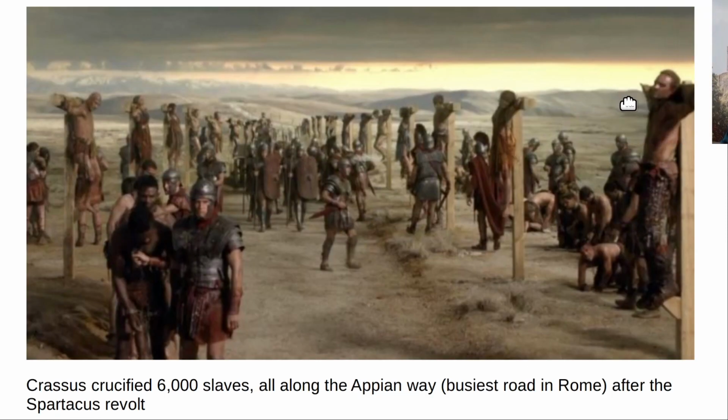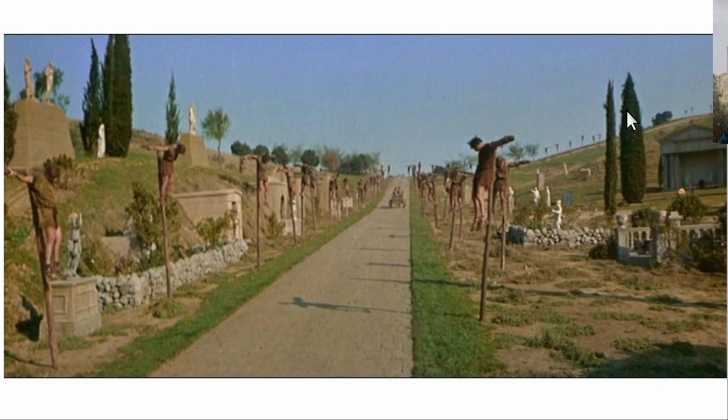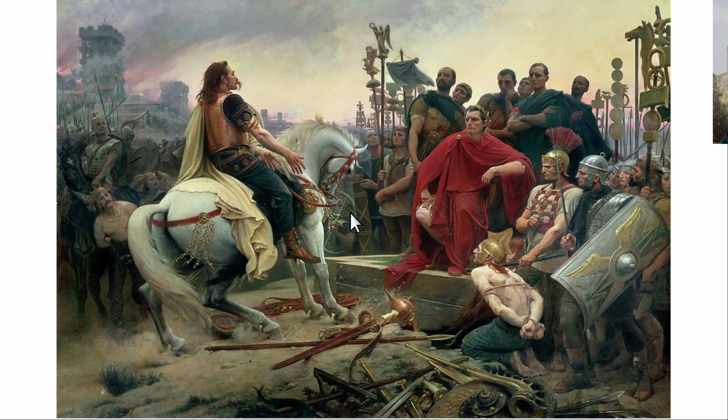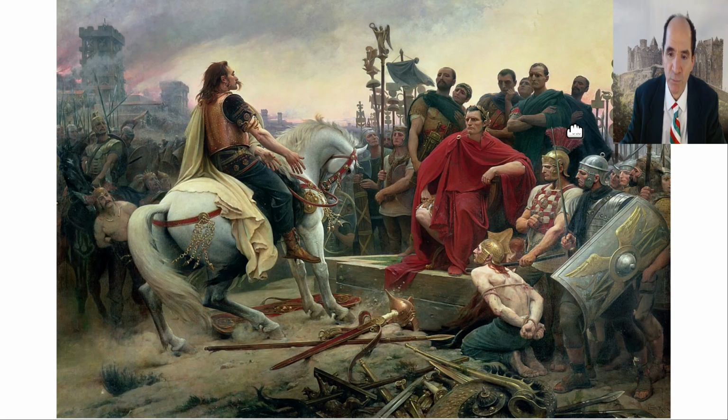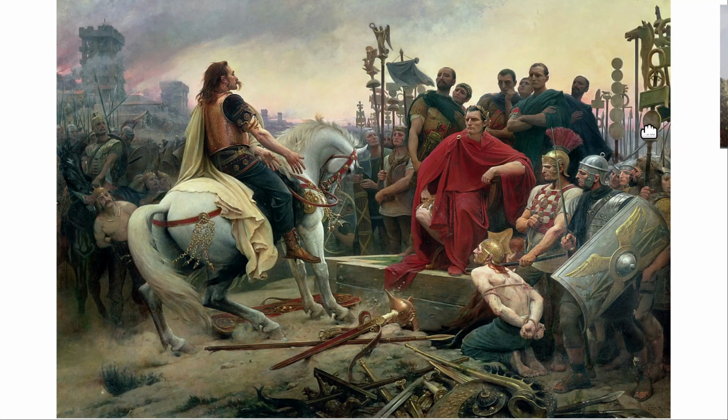Well, this is just an earlier thing I showed, when Crassus put down a slave revolt, the Spartacus slave revolt, and he crucified 6,000 slaves along the Appian Way. Just a sense of the brutality of Rome. Rome is not like ancient Greece. Ancient Greece is where you learn about how brilliant the Greeks were and all the wonderful things they did, versus learning about ancient Rome is more like how brutal they were. They were a military powerhouse.